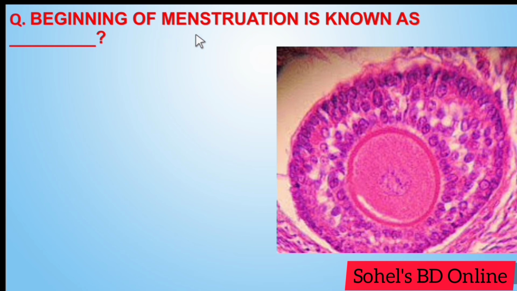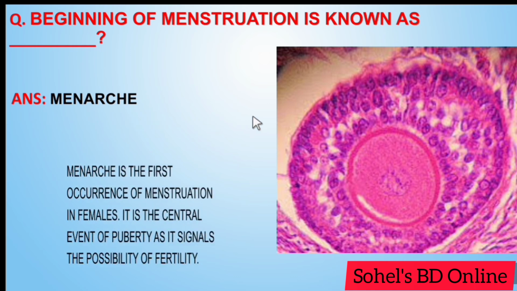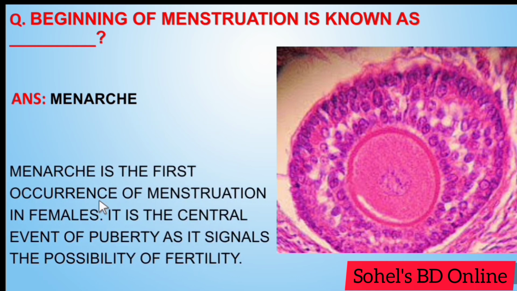Next, beginning of menstruation is known as? Answer: menarche. Menarche is the first occurrence of menstruation in females. It is the central event of puberty as it signals the possibility of fertility.